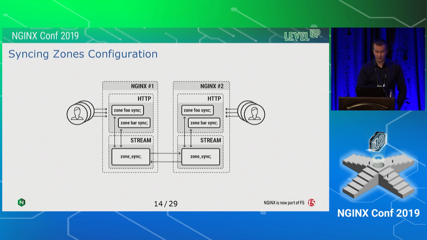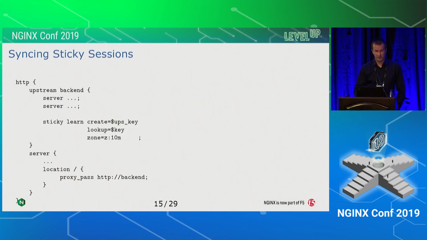Let's look at a configuration, and we'll take sticky sessions as an example. Here is a very basic Nginx configuration as a load balancer, where it passes all requests from clients to an upstream named backend. And backend is simple, it's a couple of servers, and there is a sticky learn directive that uses zone Z to store sticky sessions. So when a client comes, the load balancer remembers which upstream server it used and saves it to shared memory. Now we want to make this configuration cluster aware.